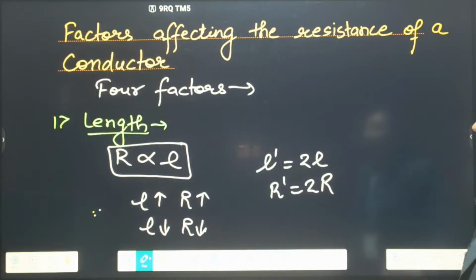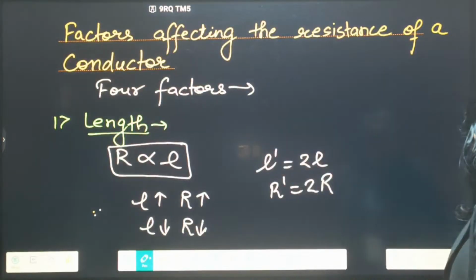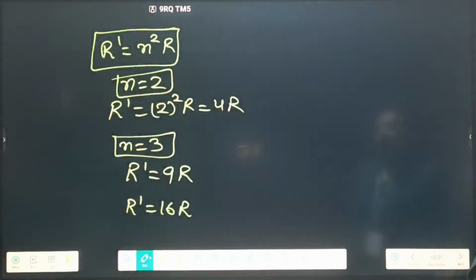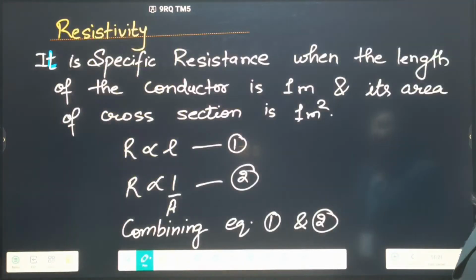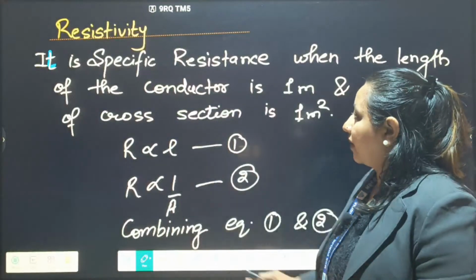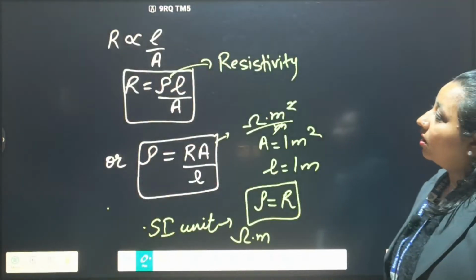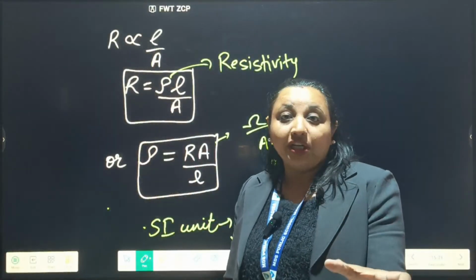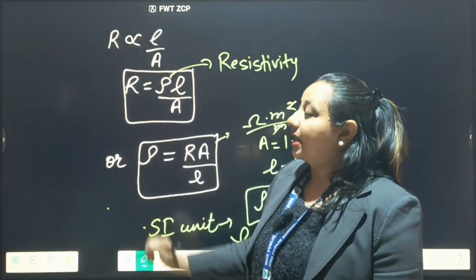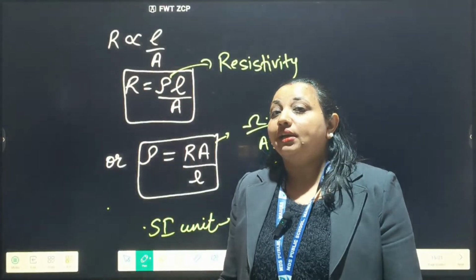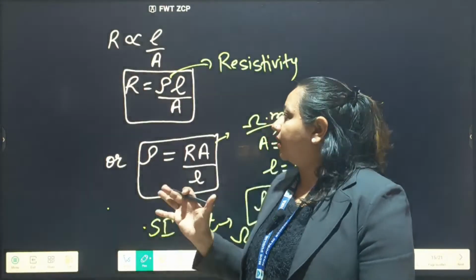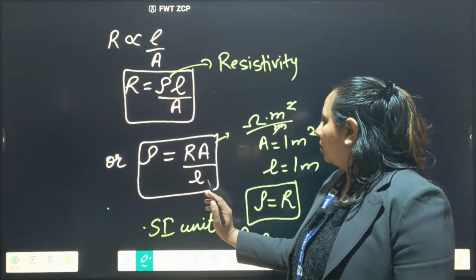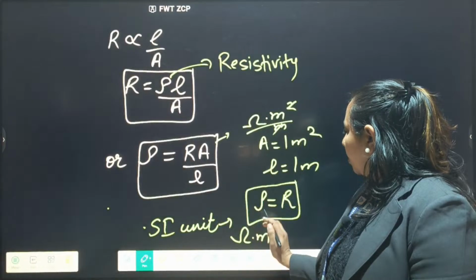Next, when we combine these two factors, the length and the area, we get R is directly proportional to L over A. When we remove the proportionality sign, we have a constant, that is rho. The proportionality constant is called the resistivity of the conductor. When we rearrange this equation, rho equals RA over L. Its SI unit is ohm meter.